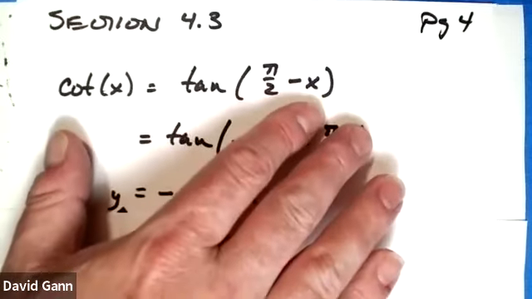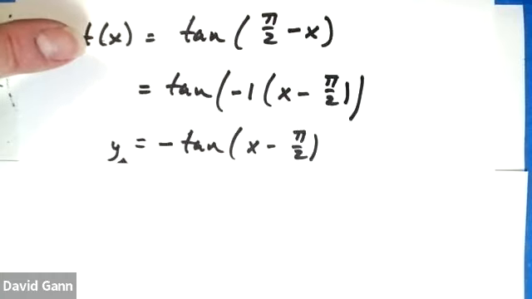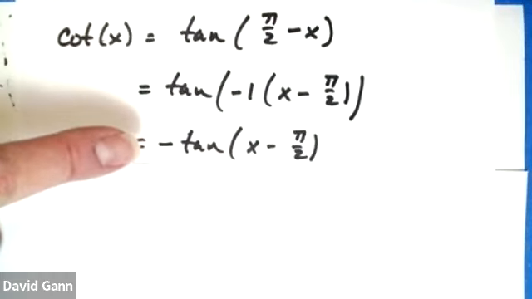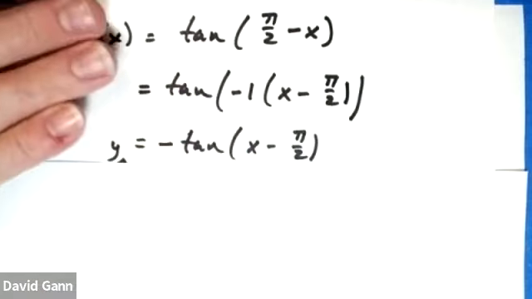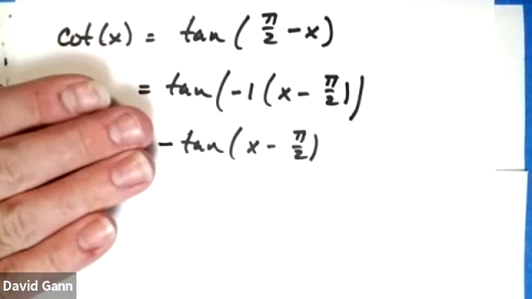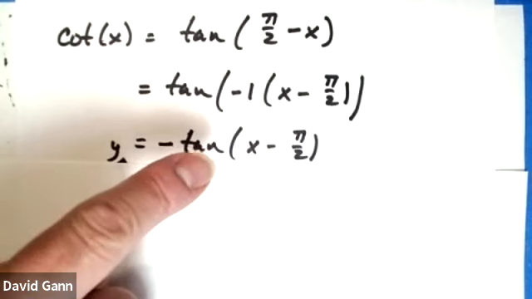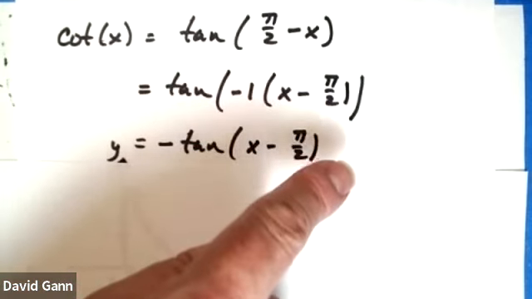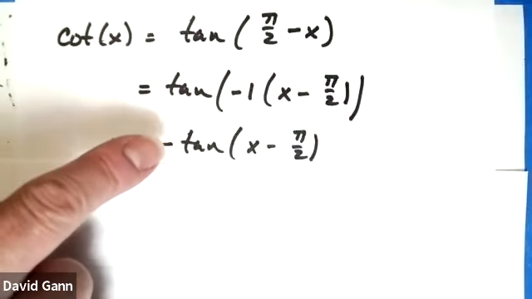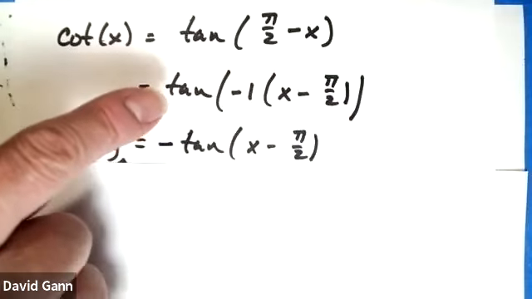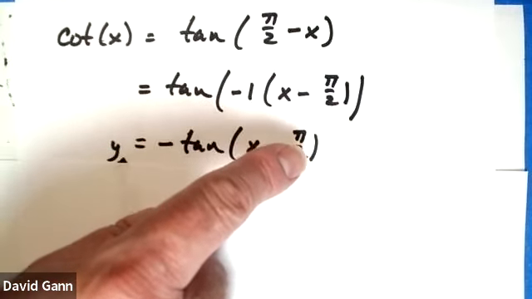And so now I want you to look at what we have there. We have that cotangent is equal to negative tangent of x minus pi over 2. If you just ignore the cotangent for a second and graphed just this, it would be tangent, not translated vertically because d is 0, reflected without a vertical stretch, shifted to the right by pi over 2.